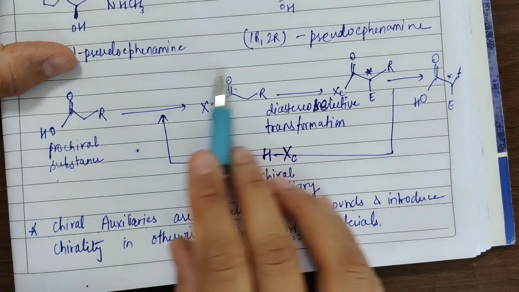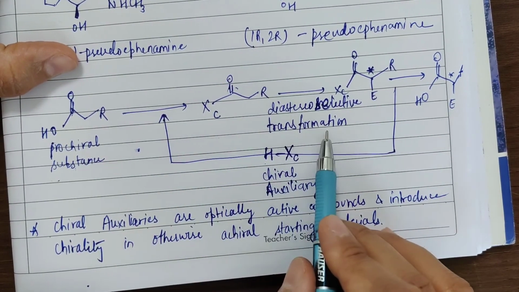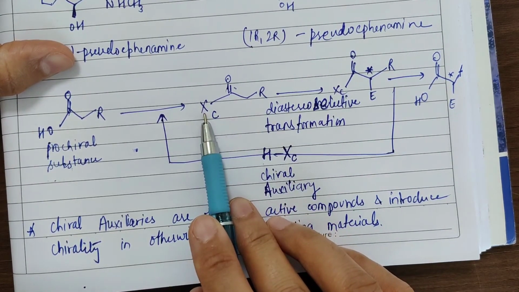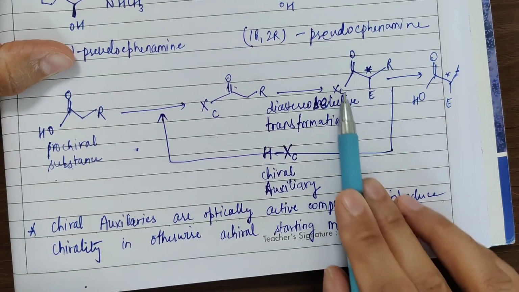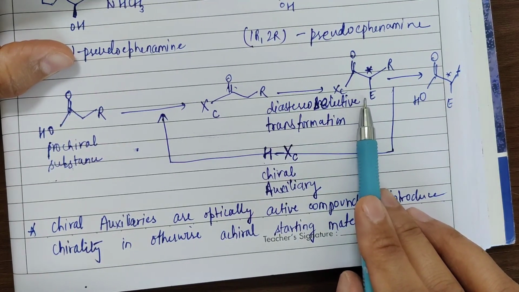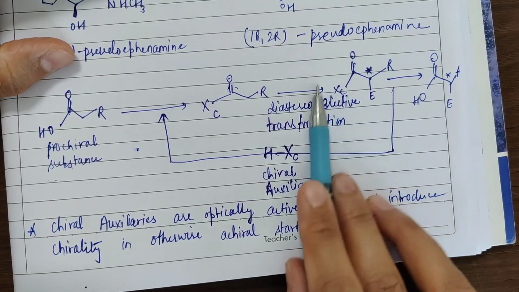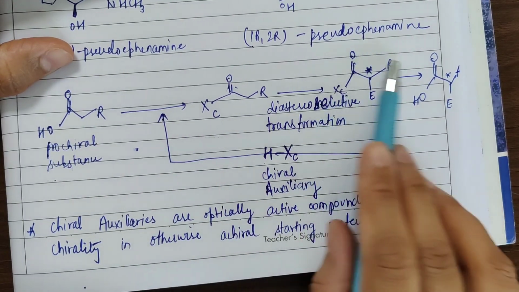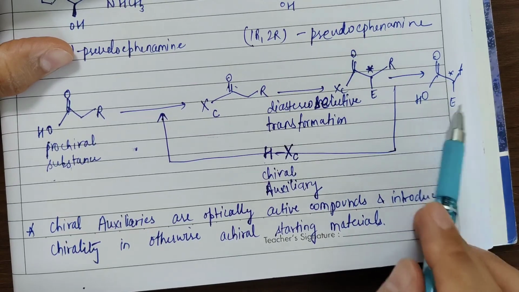Now it becomes a chiral substance, and a diastereoselective reaction is performed. Of course, since it's a chiral compound, one particular diastereomer will be formed. Now the chiral auxiliary substance that was attached is removed again, the XC is replaced by OH, and the desired product is formed.